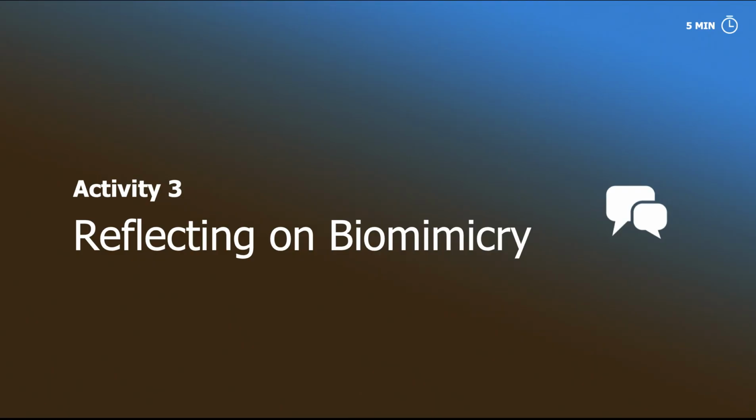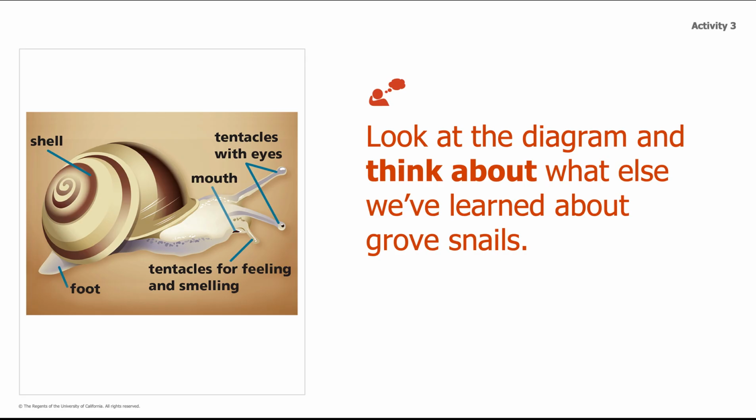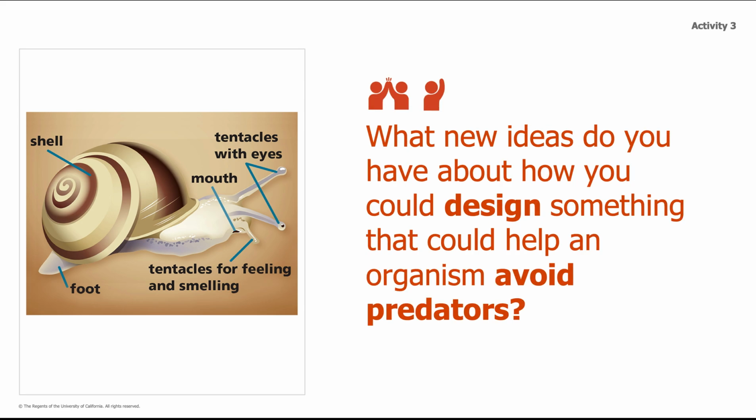Now, I want to talk really quickly to you about biomimicry. Look at the diagram and think about what else we've learned about grove snails. Go ahead and hit pause and take a look at the image. What new ideas do you have about how you could design something that could help an organism avoid predators? Biomimicry is pretty much just an engineering situation in which you look at the natural world around you and use that information to create ideas in science.